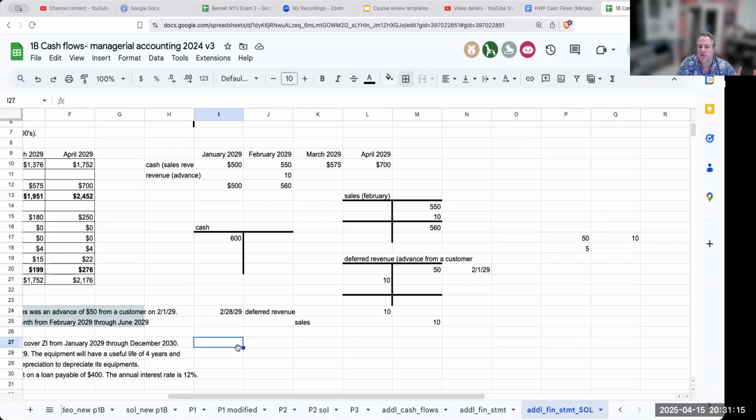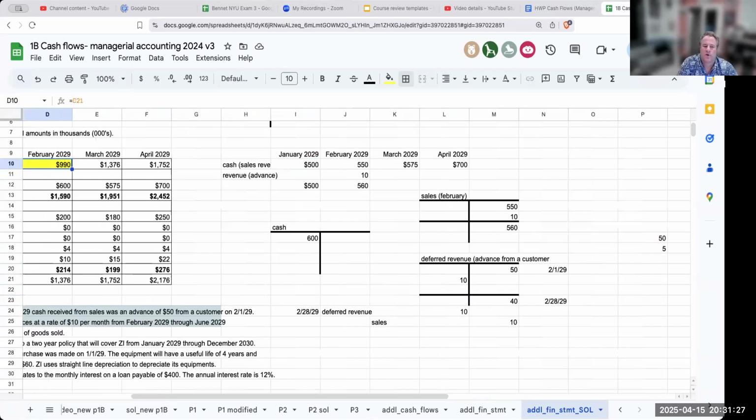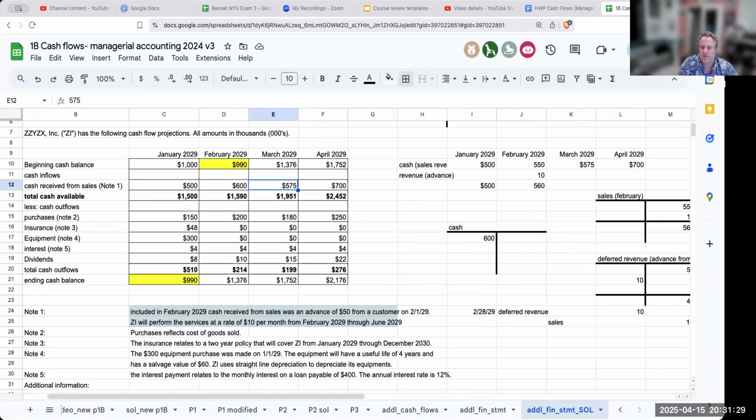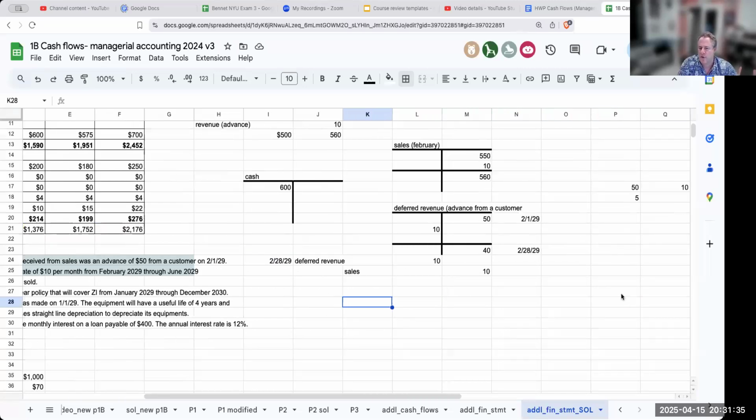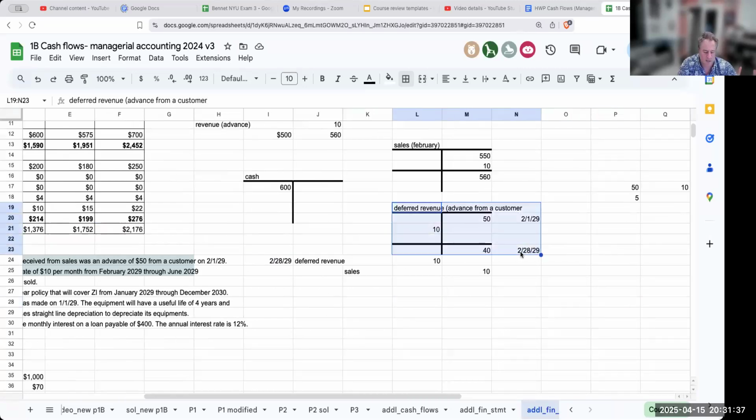So let's just take this forward, right? My ending balance of deferred revenue as of 2/28/29 is going to be 40. Well, as we saw over here, what about for March? For March, I got another 575, so we're fine. April, I got another 700. But what about this deferred revenue, or this advance from a customer?